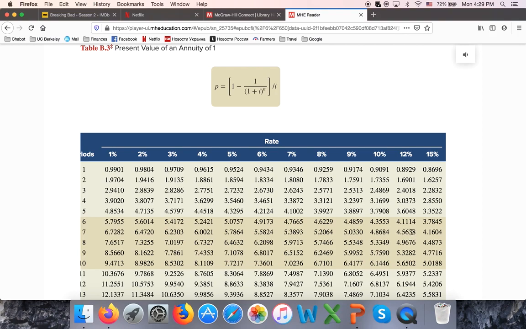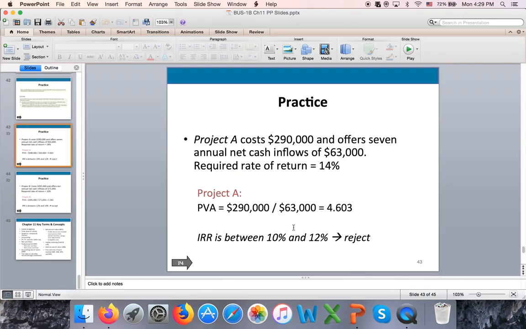It's not 12%, it's not 10%, it's somewhere in between. It's trial and error, right? So it's somewhere between 10 and 12%. But my required rate of return is 14%. So my IRR is lower, so I'm going to reject it.